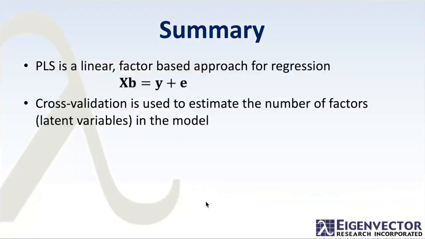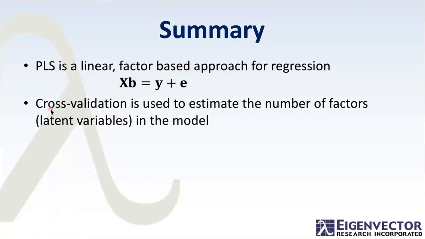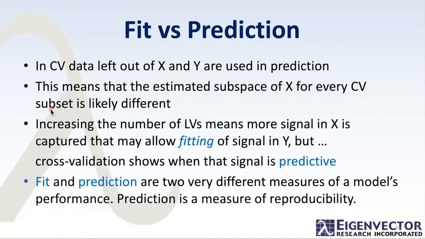Remember that PLS is a linear model. We've got an X block we're going to predict from to make predictions for a Y block, and our whole process here in PLS is to identify this regression vector B. The other part is that we're using cross-validation to estimate the number of factors or number of latent variables that we're going to use in our model, and we try not to overfit. Fit and prediction are two very different measures of a model's performance.